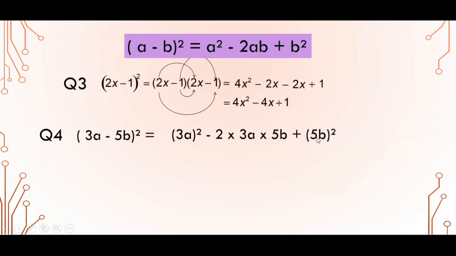Remember, we need to put this in the bracket, which is very, very important. If you don't put a bracket here, that will be only b square, not the square of 5b. So entire b is your 5b. So that is why you have to put it in the bracket. Now square of 3 is 9 and square of a is a square. So 9a square. 2 3s are 6, 6 5s are 30. There is a minus sign, so minus 30ab. And 5 square is 25, b square is b square. So this is how we get it. Understood, children?